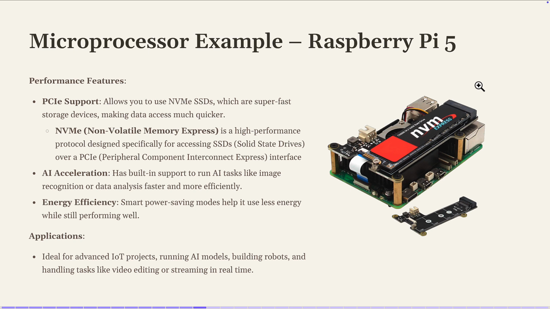Is this the M.2, right? Yes. If you want to have high performance with Raspberry Pi, it's recommended to install an external SSD hard drive and then install Ubuntu there. Otherwise, it will be malfunctioning. You know, an SD card is not sufficient for running real-time applications on Raspberry Pi. Okay, and this will allow AI acceleration and is also more energy efficient. Smart power-saving modes help to use less energy while still performing very well.